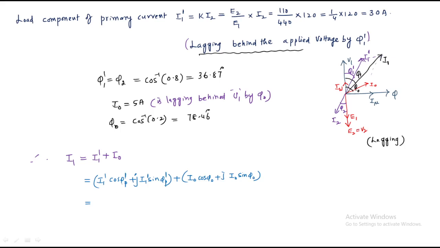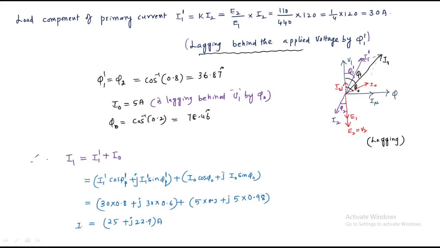I1 dash cos phi 1 dash is equal to 30 into 0.8. Like that, j into 30 into sin phi 1 dash. If cos phi 1 dash is 0.8, sin phi 1 dash should be equal to 0.6. Clear? Plus I naught: 5 into 0.2, plus j into 5 into 0.98. So from this we get the answer, 25 plus j 22.9 amperes.